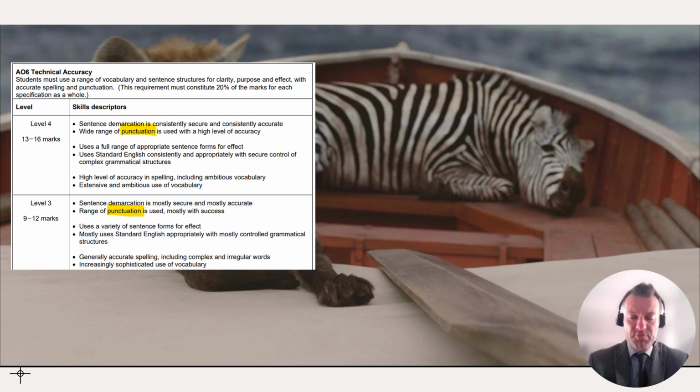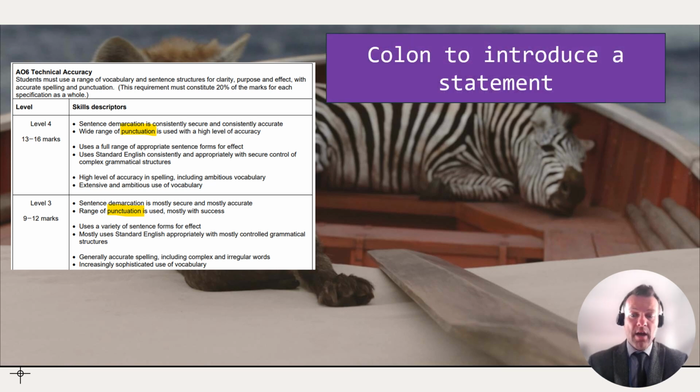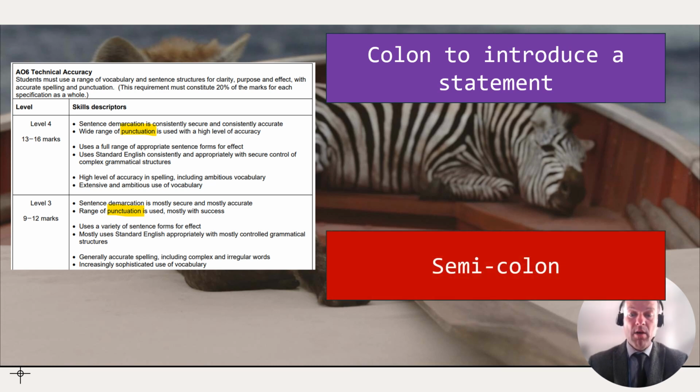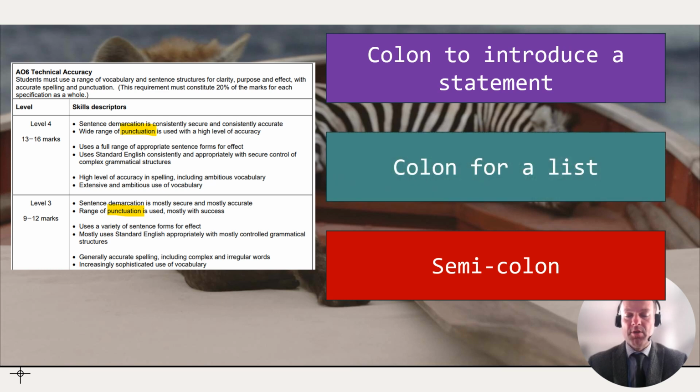So I'm going to give you 3 tips, not an exhaustive list, but 3 tips that are going to help you. The first thing is I would make sure at least once in your piece of writing you use a colon to introduce a statement, and I'm going to talk to you about how you do that. I would also use a semicolon once, and I'd also use a colon for a list.